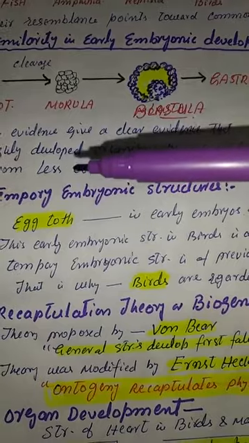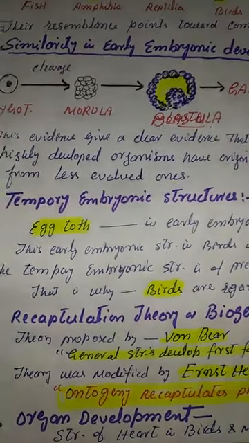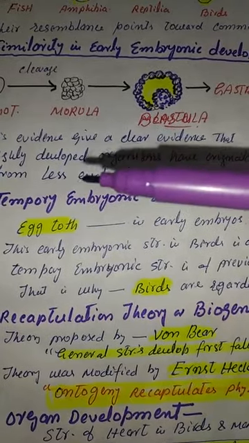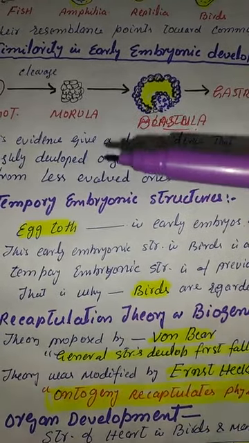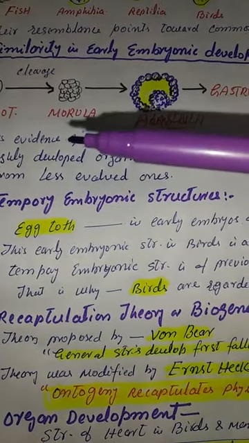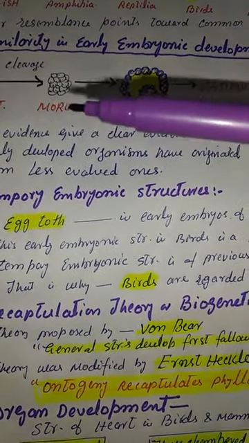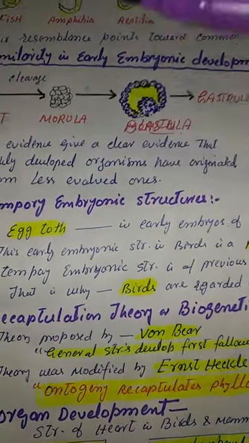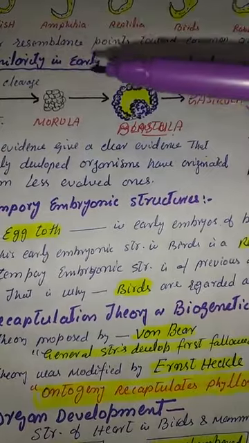This also means that there is a temporary embryonic structure which is of previous or less evolved organisms. Therefore, it is said that birds are glorified reptiles, or we can say birds have originated from the reptiles.